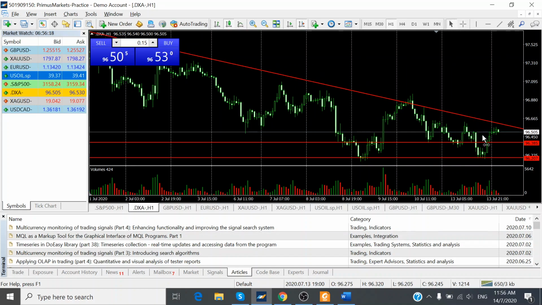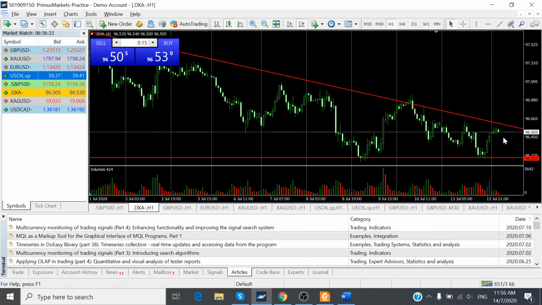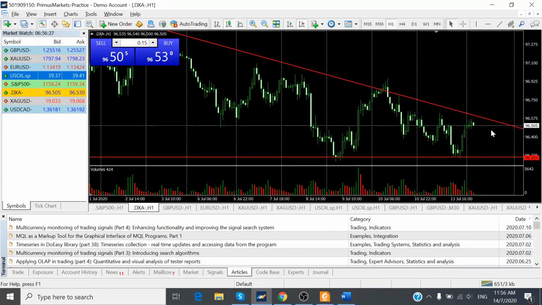Currently it is still trading within this support and also within this resistance. So it will likely squeeze into this triangle, and either later on tonight or possibly tomorrow, it will decide to either move up or move down.